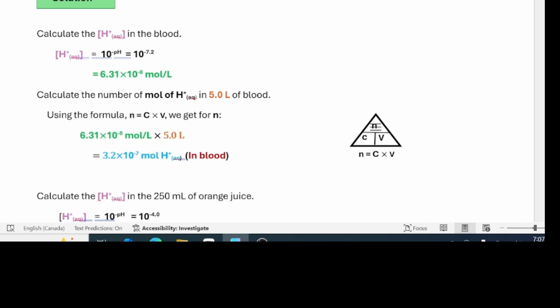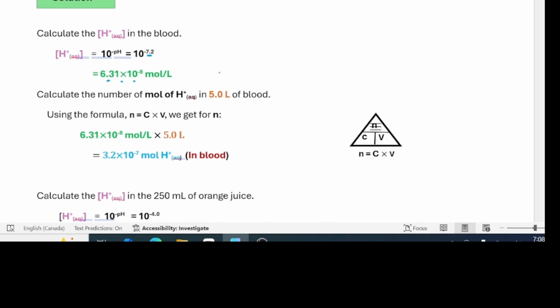The solution to this problem will show how 250 milliliters of orange juice can change the blood pH to such an extent that it could be fatal, assuming that the blood does not have a buffering system. So the first thing we're going to do to solve this problem is to calculate the hydrogen ion concentration of the blood. We know that the blood pH is 7.2. As such, the hydrogen ion concentration is equal to 10 to the negative pH, which is equal to 10 to the negative 7.2. And it turns out that that is the concentration of hydrogen ions in the blood.